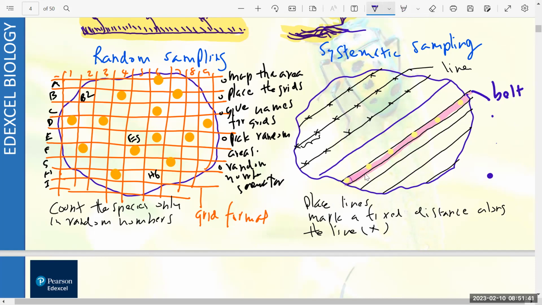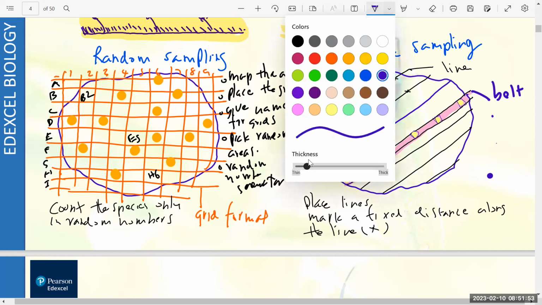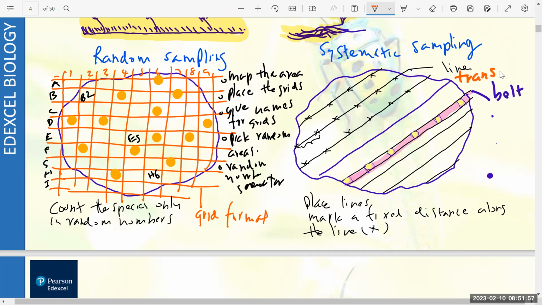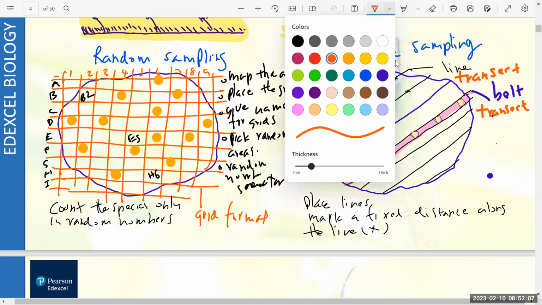So this is one area, this is one area, this is one area, this is one area. Right. If we do any preferred method, this is called line transect. This method is called belt transect. Line transect and belt transect. So I can mark in my map the line transect and the belt transect.